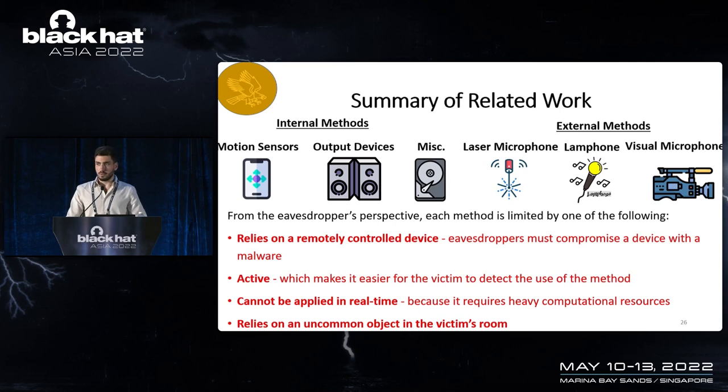So, in general, if I have to summarize this whole section of related work, I will say that each of the methods or attacks that I have shown you today is limited by one of the following aspects. Some of them rely on a remotely controlled device, which means the eavesdropper must compromise a device near the victim. Some of them are active, which makes it easier for the victim to detect the use of the method. Some of them cannot be applied in real time, which makes it much harder to recover the sound after obtaining the data. And some of them rely on an uncommon object in the victim's room.